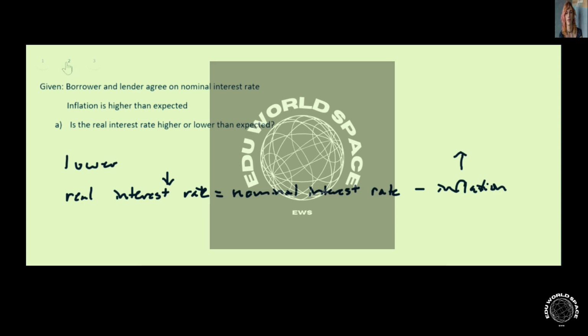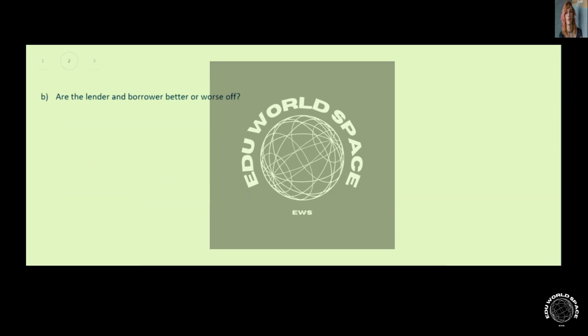So in the next part of the question, it asks, are the lender and the borrower worse off or better off? And so since the real interest rate is lower, it's going to be that the borrower is better off because the amount that the borrower now has to repay is worth less. And so if the borrower is better off, then the lender is going to be worse off because the amount of money that the lender is getting is now worth less.